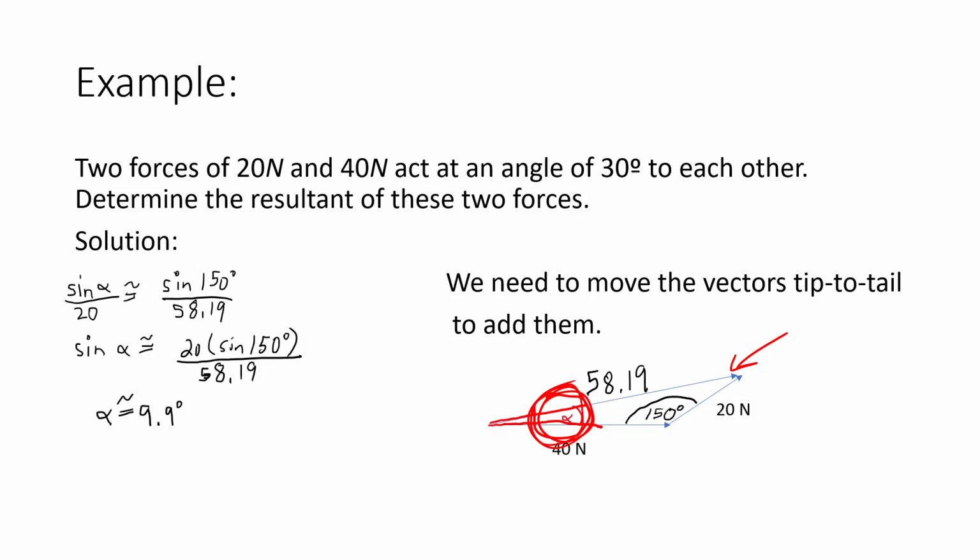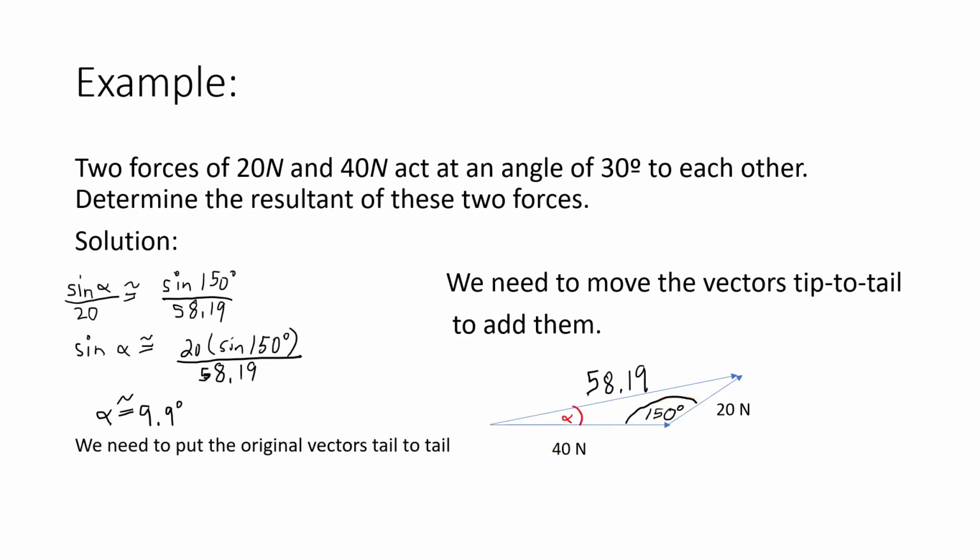So using the sine law, we can use the sine law without fear of repercussion because we've already determined the largest angle there is 150 degrees. So that's obtuse, so it's clearly the largest angle. So we can use the sine law with no fear of ambiguity because we're looking for an acute angle. Using that sine law right here, we see that alpha is roughly equal to 9.9 degrees.